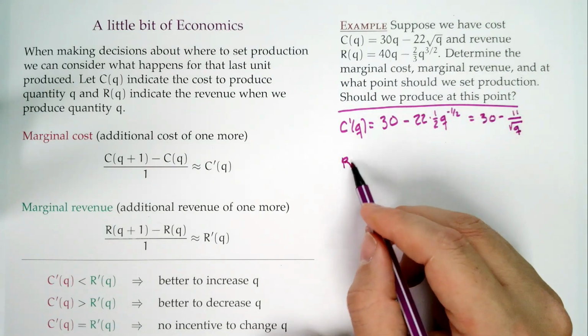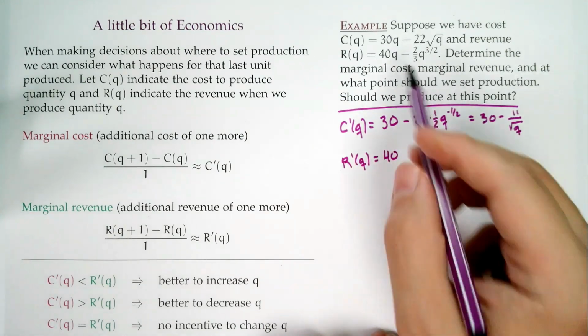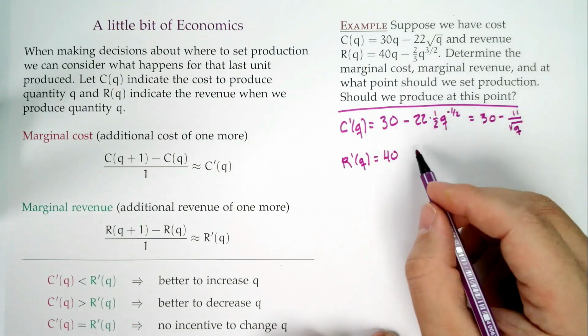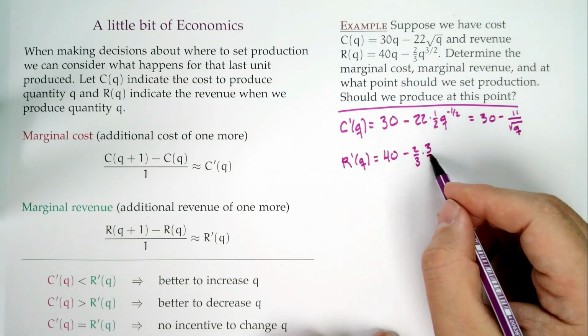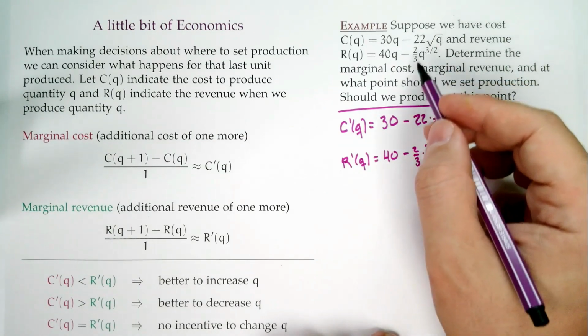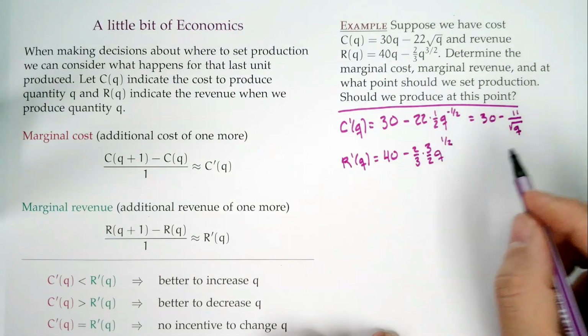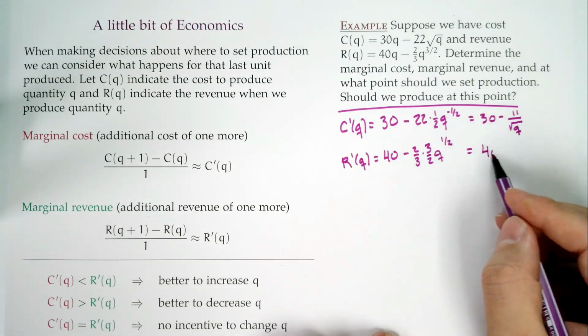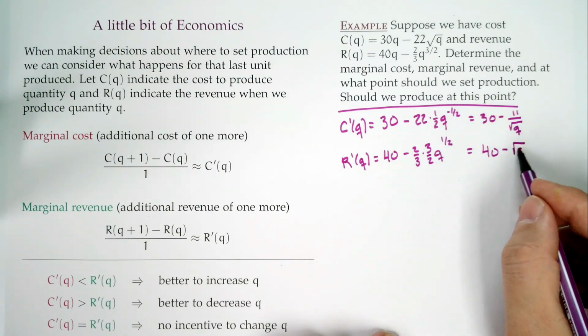Marginal revenue, that's the derivative of revenue. So that would be 40. The derivative of 40Q is 40. Minus 2/3 times 3/2, because the 3/2 power comes down, Q to the 1/2 power. Well, that would be 40 minus, the 3's and 2's cancel, square root of Q.